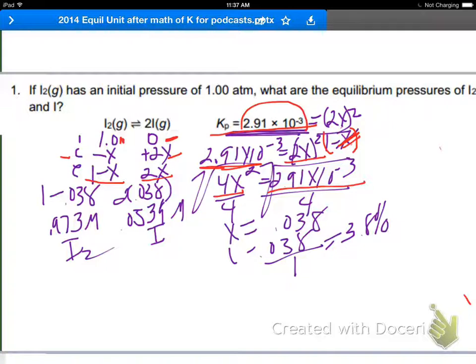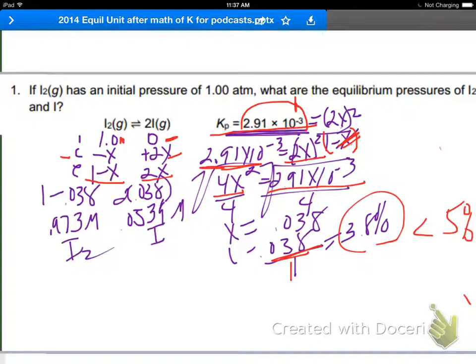So in order to solve for this, I'm going to take the square root of both sides, and so 2x squared is 4x squared. First I divide both sides by 4, and then I take the square root. And when I do that, I end up with x is equal to 0.038. I just want to do a confirmation that 0.038 is insignificant, because that K is kind of on the borderline, right? So 0.038 over 1 is 3.8%, which is below the 5%, so yes, it's insignificant.